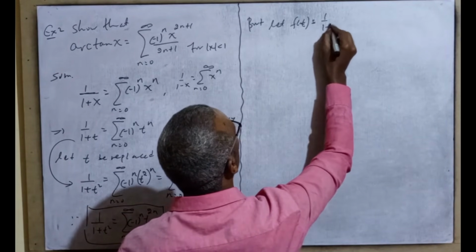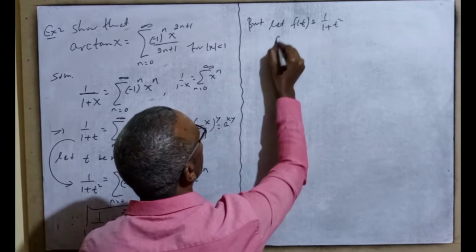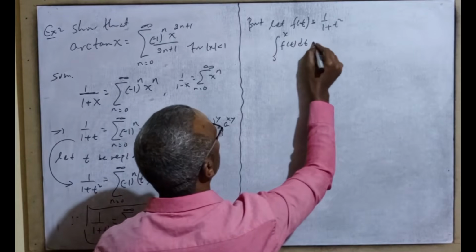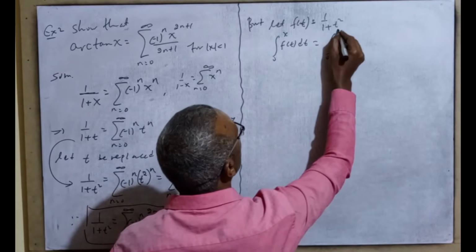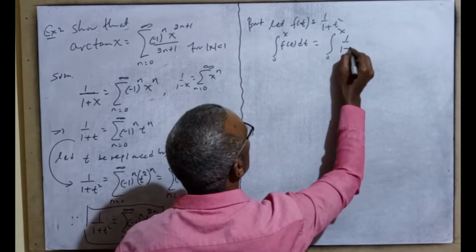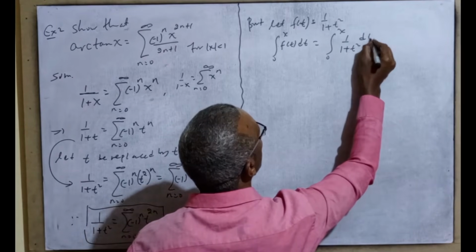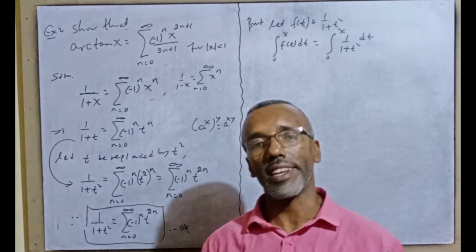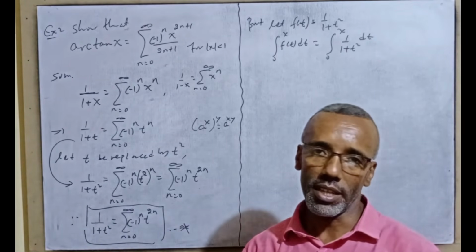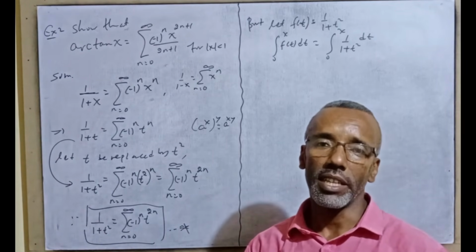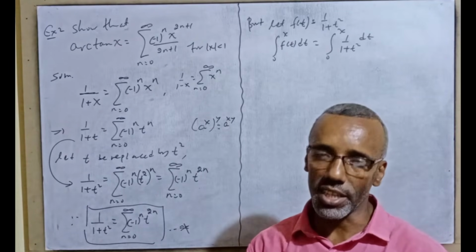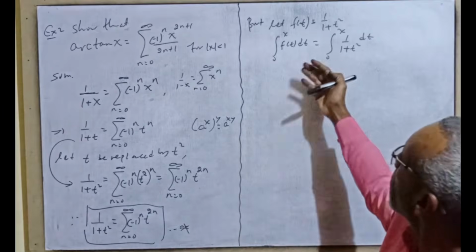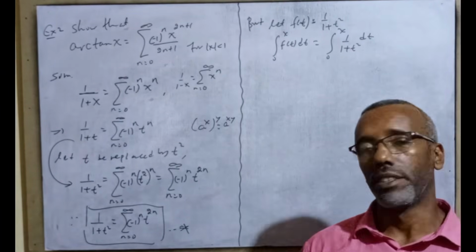Given f of t equals 1 over 1 plus t square, the integral of f of t dt from 0 to x becomes the integral from 0 to x of 1 over 1 plus t square dt. Now, as I told you earlier, there are different types of techniques of integration: integration by substitution, integration by parts, integration by partial fractions, and integration by trigonometric substitution. Which one do we use here? Integration by trigonometric substitution.